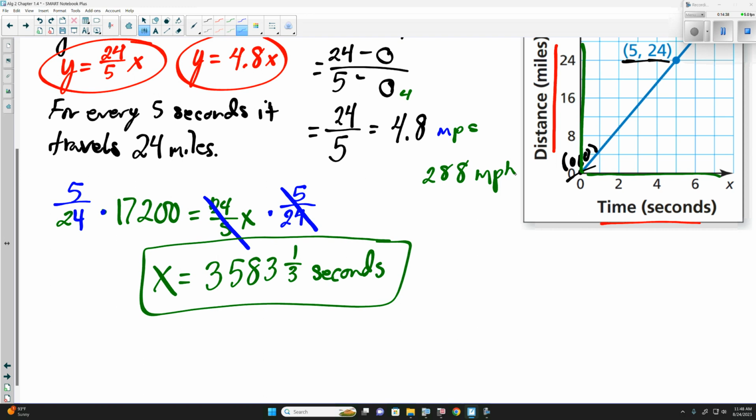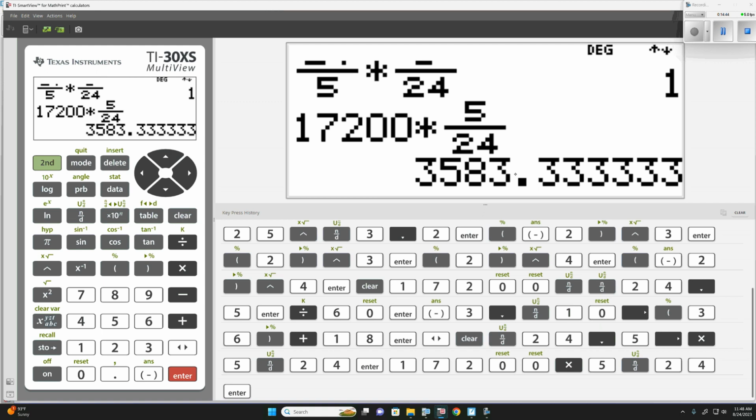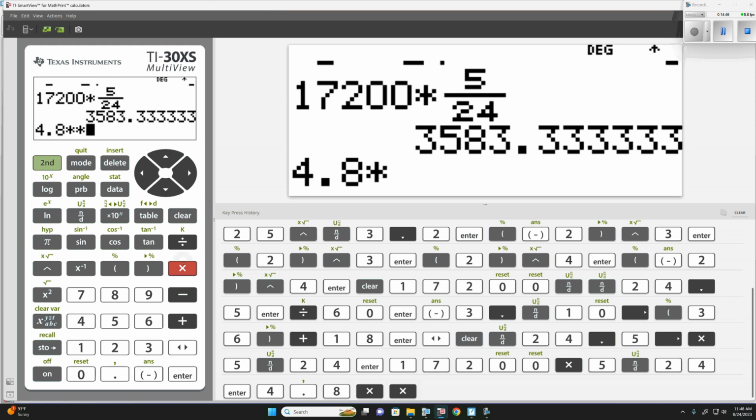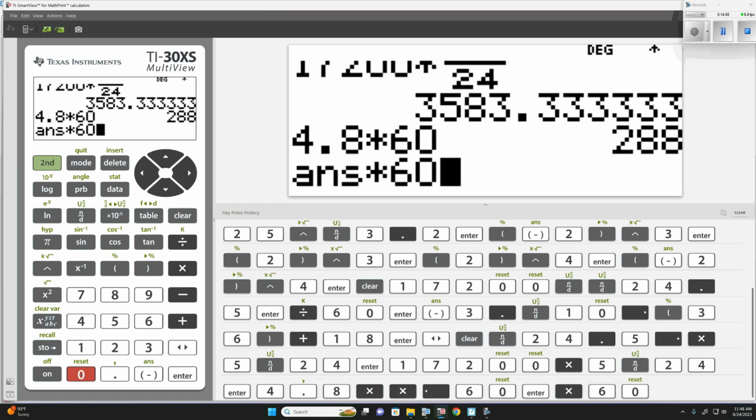Well, actually, I think it's going to be faster than that. Miles per second times it by 60, 4.8. Well, no, that's miles per minute. Times 60. You're traveling about 17,280 miles per hour.